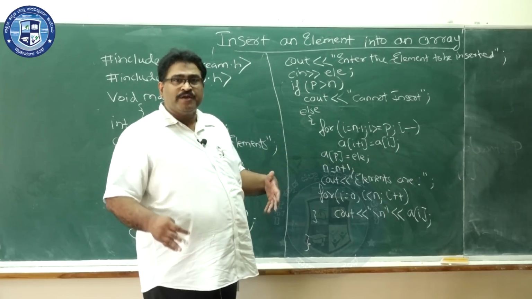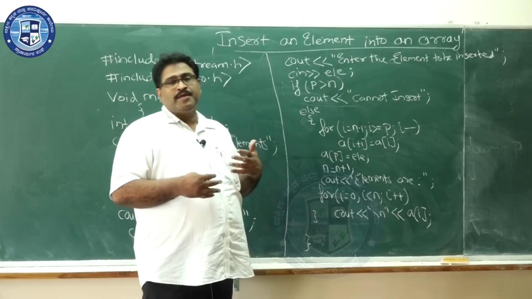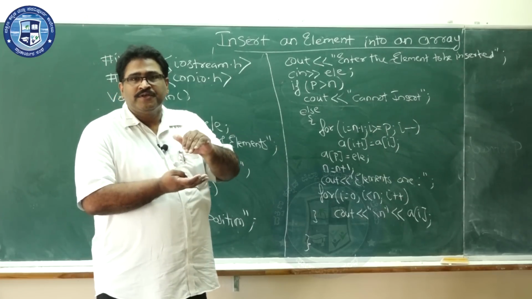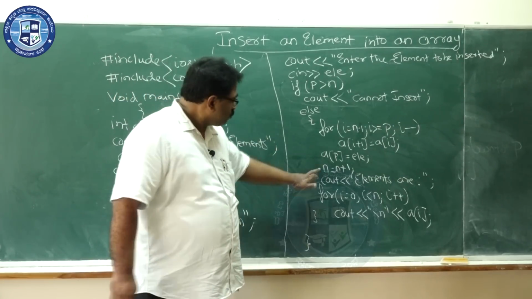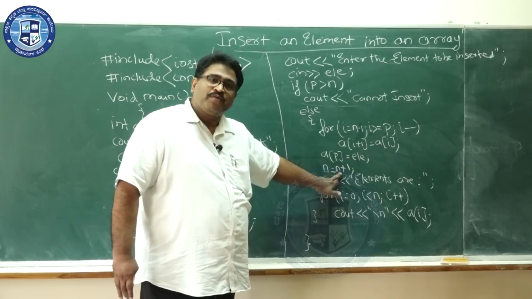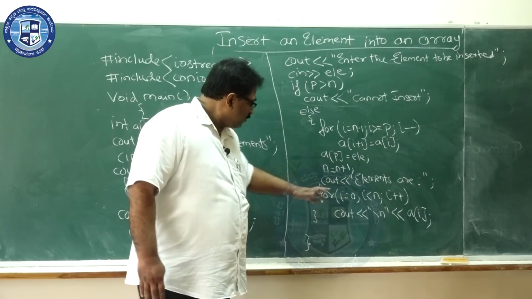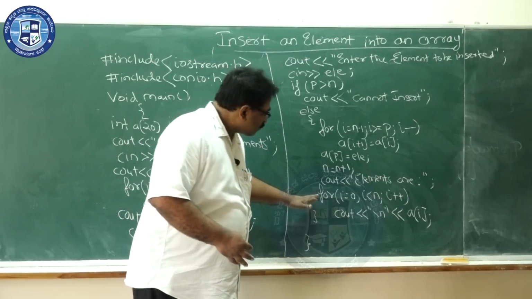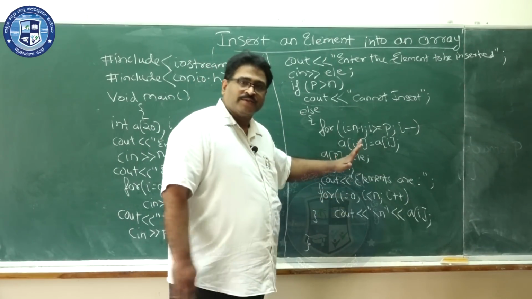Once that is over, we need to increment the value of n. That means earlier it was 5 elements, now it has become 6. So the number of elements has to be incremented. The last step is the same as what you have done earlier, that is to display the elements.